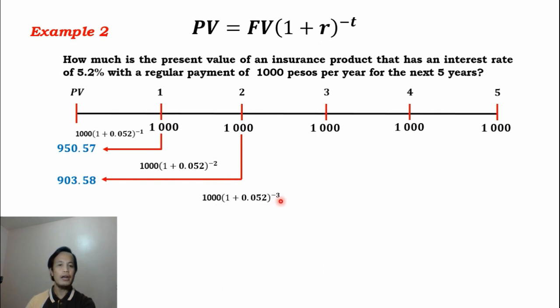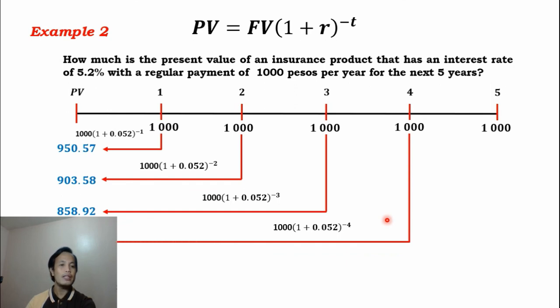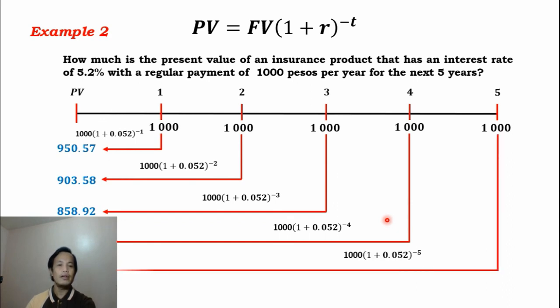Now, for the third year, we use the same formula. This time, we have negative 3. The present value for this amount will now be 858.92. And the same happens for the fourth year. We have negative 4 as the exponent. Then the value would be 816.46. And the same for the fifth year, the present value would be 776.11. As you have observed, the amount or the present value decreases as time increases.